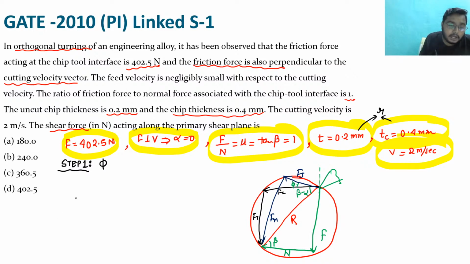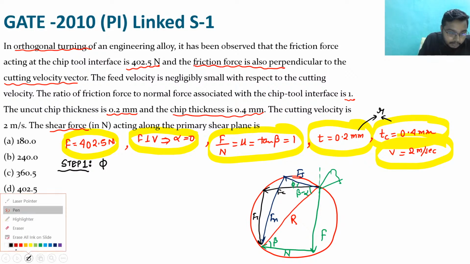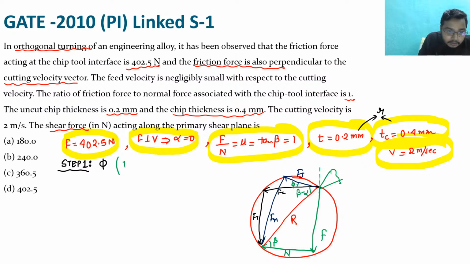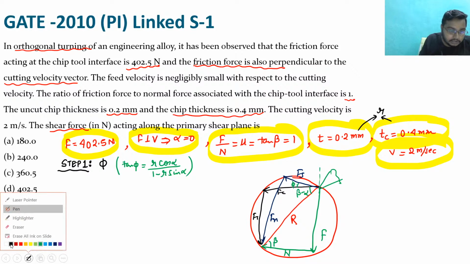And how can you find the phi? You can find the phi with the help of this formula: tan phi is equal to R cos alpha by 1 minus R sin alpha. Clear? So this is the first step, to find the phi.